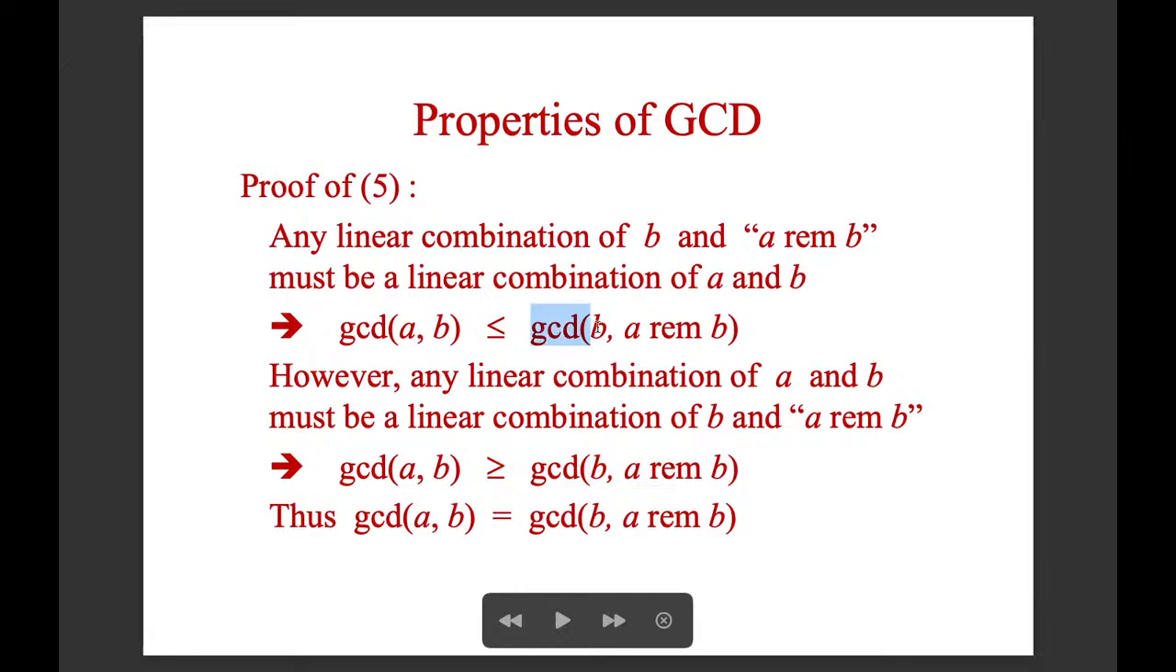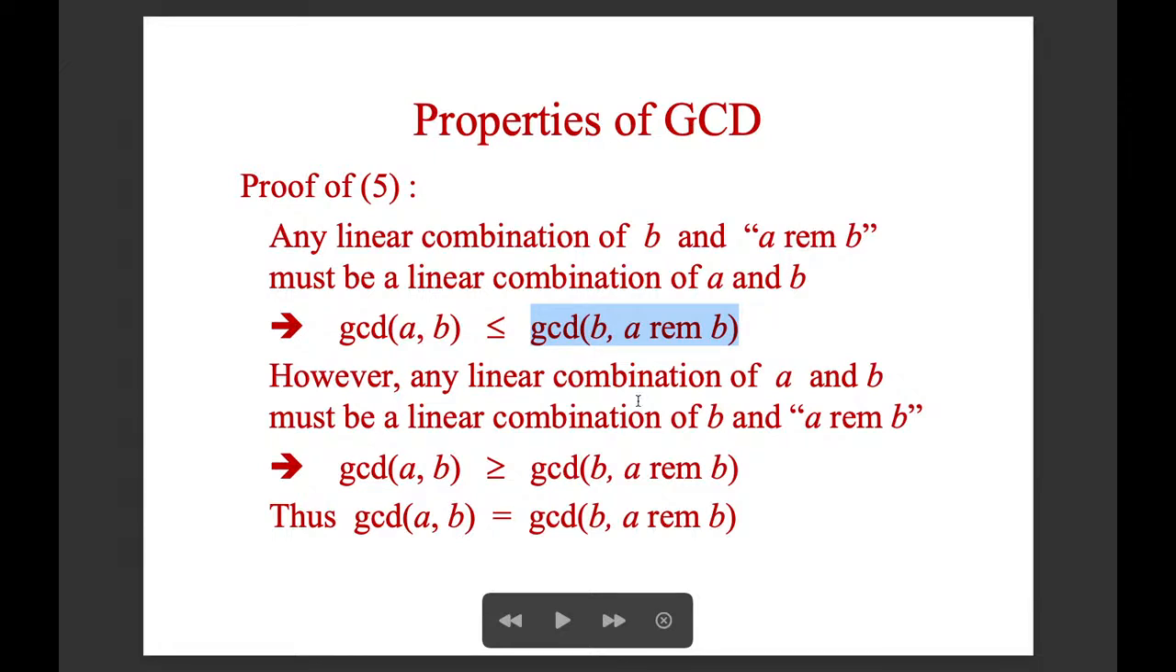GCD of B and A mod B is a linear combination of B and A mod B, right? But then if it is a linear combination of B and A mod B, then any common divisor of A and B will divide this linear combination. So GCD of A, B must be dividing this properly, and so GCD of A, B must be smaller than or equal to this one. We assume that they are both positive.